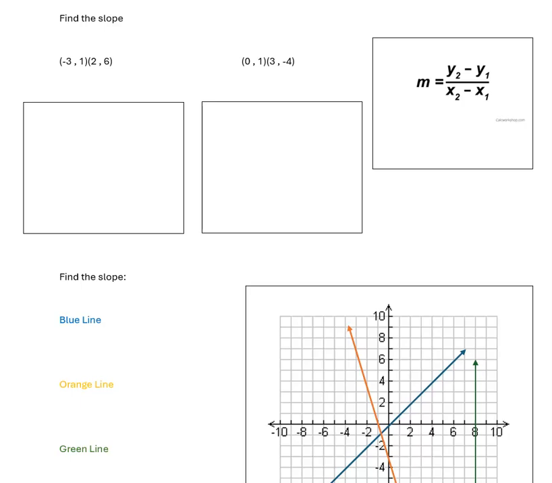Hi everybody, this is Mr. Nardelli with part 2 of Module 5. You'll have some questions that say find the slope. The slope is the steepness of the line. So if you're given 2 points, you need to use this formula. M represents the slope. It's y2 minus y1 over x2 minus x1.